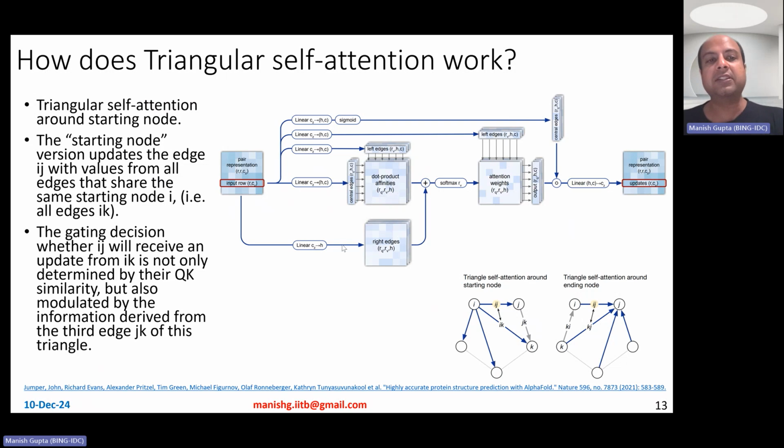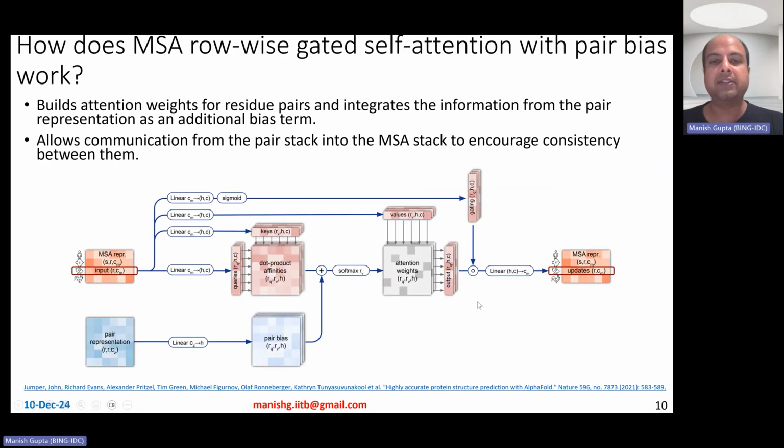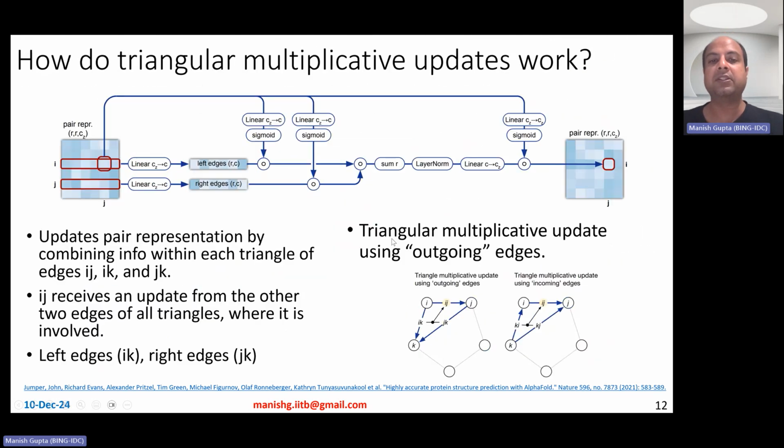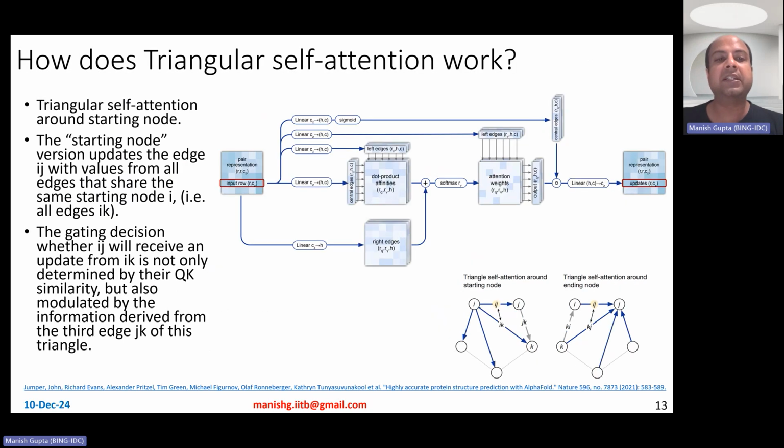This triangular self-attention is a node-focused thing, and it's also of two types: around the starting node and around the ending node. And the way it works, here we're showing the starting node version. Of course, there's a starting node version and there's an ending node version.